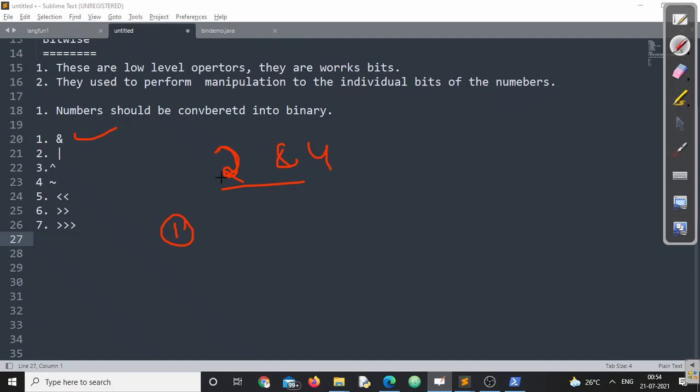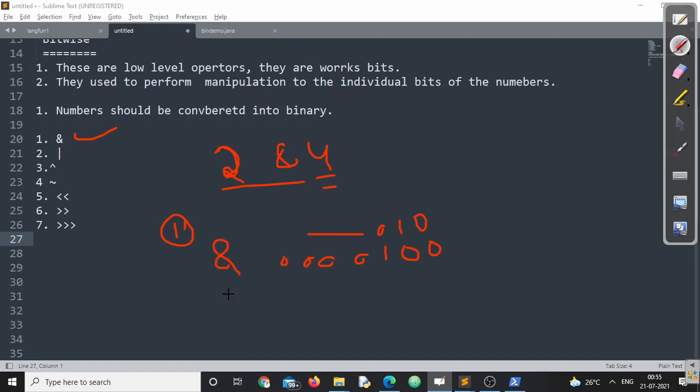This is a positive number. How will the number be stored? The number will be stored directly. And what is 2? If you try to find the binary equivalent of 2, you will find 1 and 0. If I talk about 4, it is 1 0 0. Remember, the remaining bits are all 0, right?